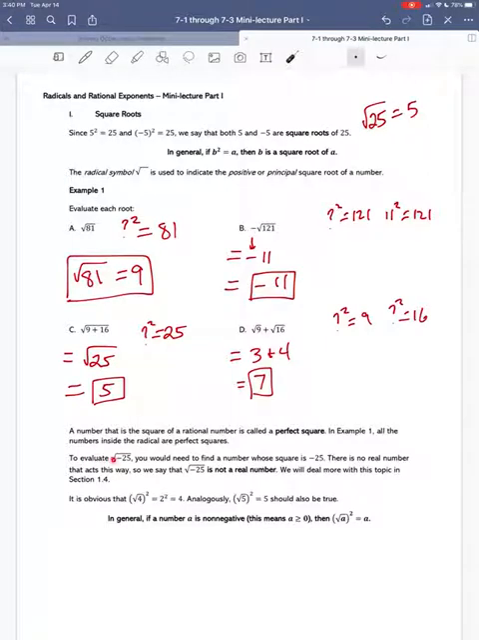If I wanted to evaluate the square root of negative 25, I need to find a number whose square is negative 25, but there's no real number that acts that way. Right? A negative times a negative is a positive. I need something times itself that's a negative, and I don't know how that works.